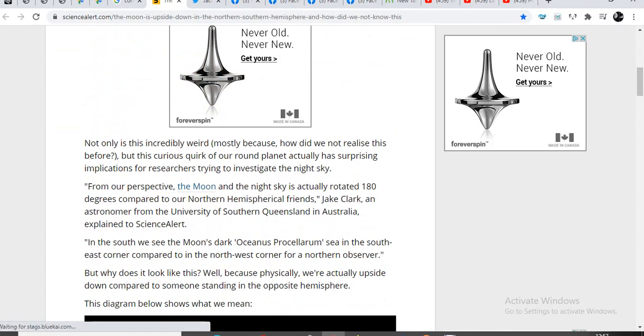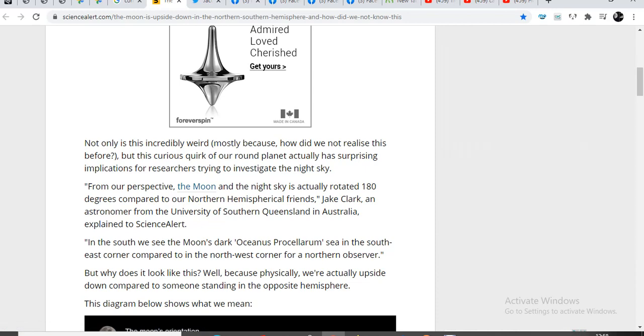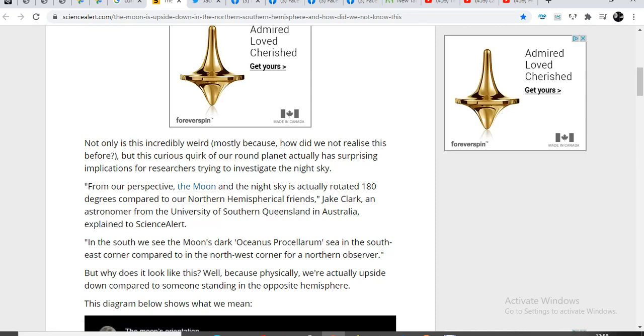Not only is it incredibly weird, mostly because how did we not realise this before? But the curious quirk of our round planet actually has surprising implications for researchers trying to investigate the night sky. From our perspective, the moon in the night sky is actually rotated 180 degrees compared to our northern hemispherical friends, Jake Clark, an astronomer from the University of Southern Queensland in Australia, explained to Science Alert. In the south, we see the moon dark, Oceanus Procellarum, in the south-east corner compared to the northwest corner for the northern observer.